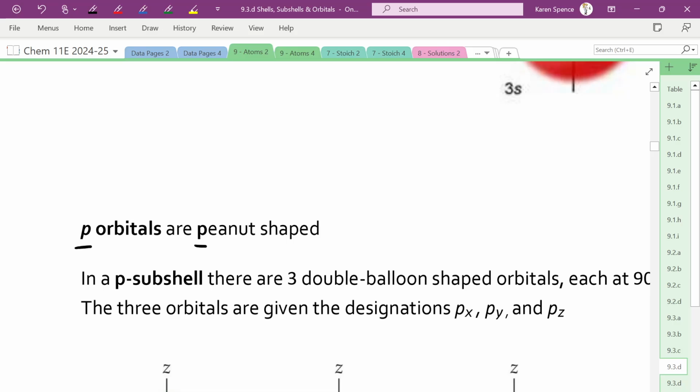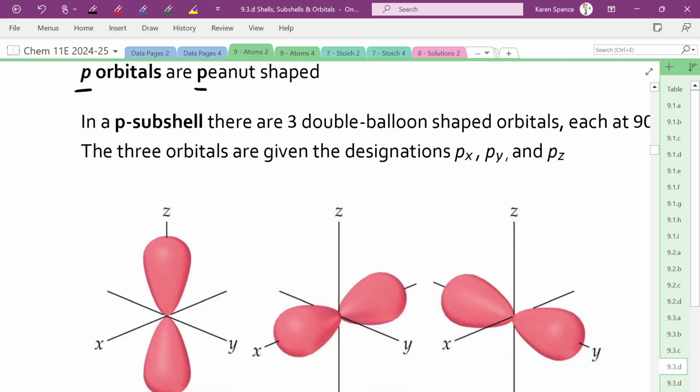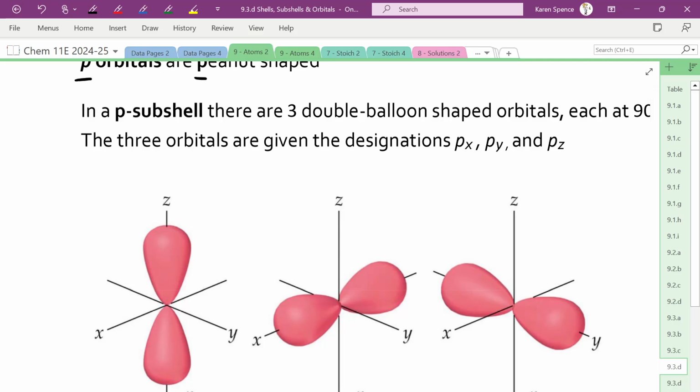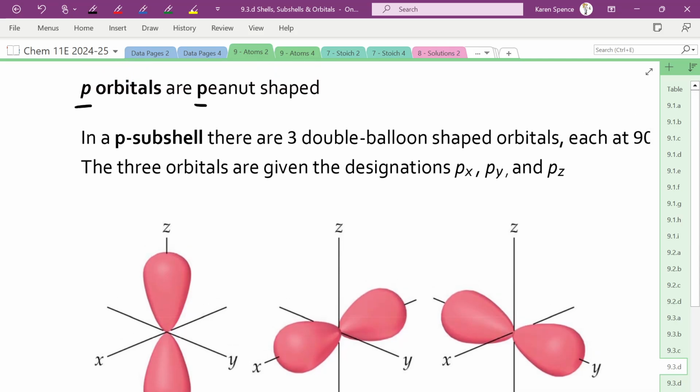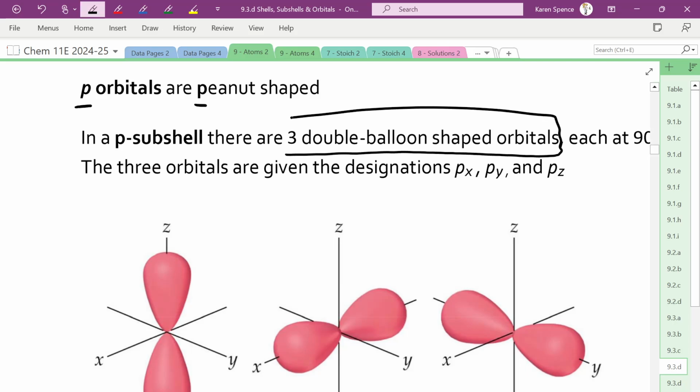We often draw them as a kind of double balloon shape. Okay? And there are 3 different orbitals, but they all have the same shape because the P tells us the shape. So we have 3 double balloon shaped orbitals. And the only thing different about these orbitals is their orientation in space.